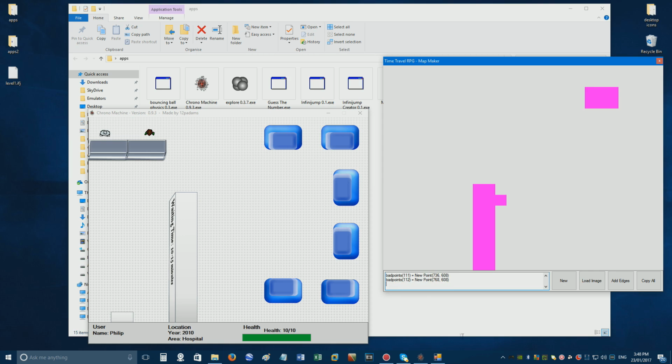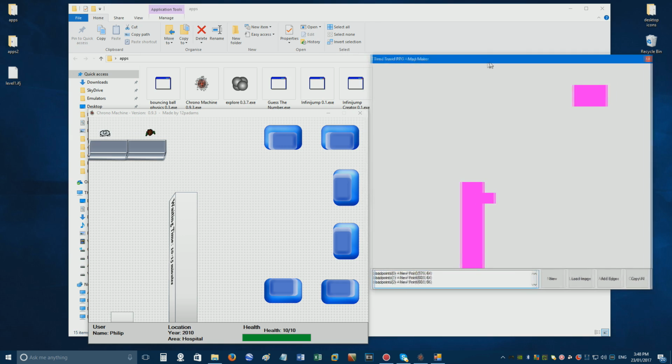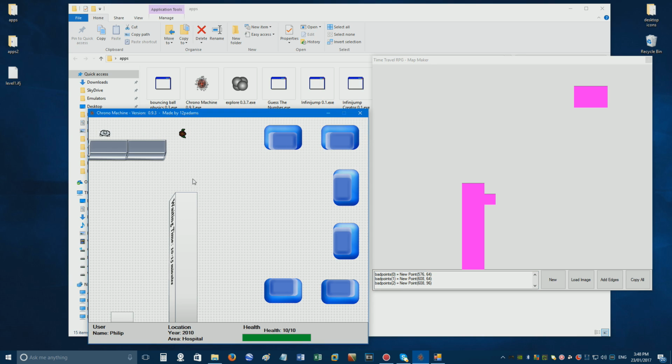This is literally code for Visual Basic. So it's kind of a maker, and it generates code. Then you'd copy and paste this into your code for the hospital room. So that would be all the bad points on the room, and it'll tell you you can't go in here. That stops your character from walking. So this was just a program. Time Travel RPG Map Maker was just a program that let me do the collision checking for this, so you couldn't just walk into the counter and stuff. So that was that. It was a tile-based game.